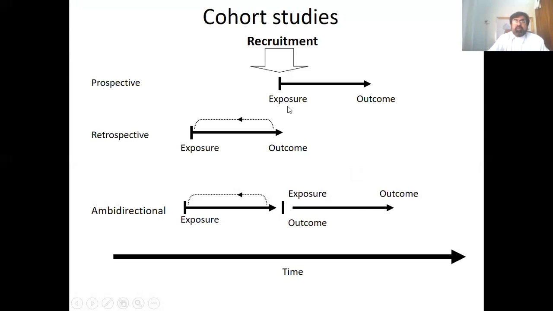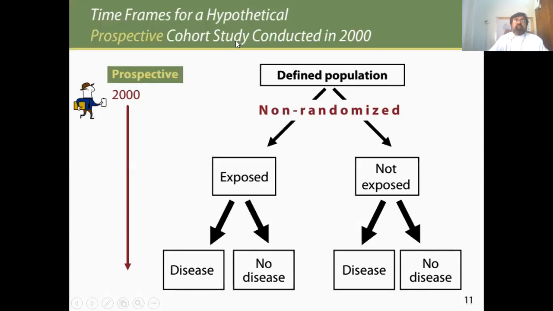So prospective, that is from exposure to outcome, and retrospective, that you have to go from the outcome towards the exposure. And in ambidirectional, you have to go from present to past, and then from the past towards the present, and then towards the future. So that is an ambidirectional study.